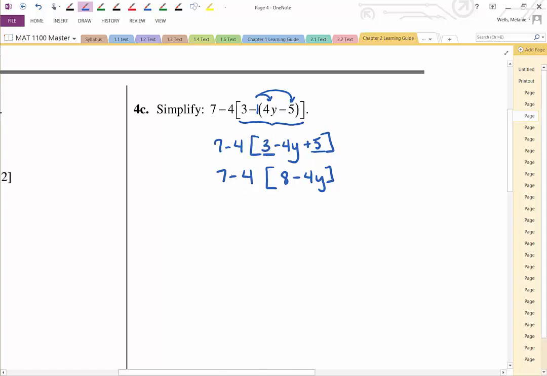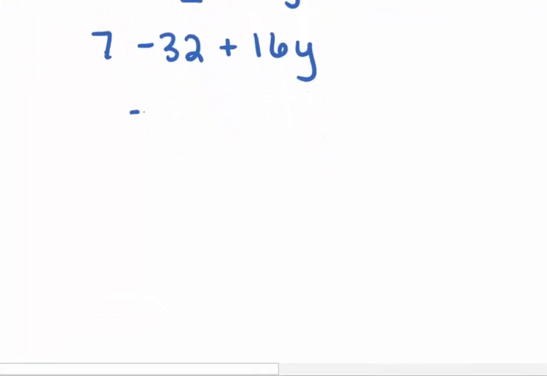So now we'll look back at the whole expression. We want to do any exponents, which we don't have, but we do have multiplication because we have now another distributive property. So 7 minus 4 times 8 would be a -32, and -4 times a -4y would be a +16y. And now we're left with just addition and subtraction from the left to the right. So 7 minus 32 is negative 25 plus the 16y.